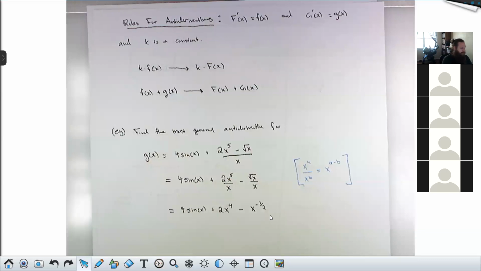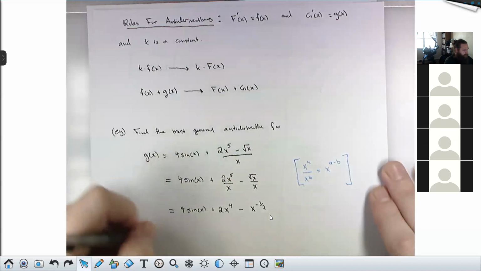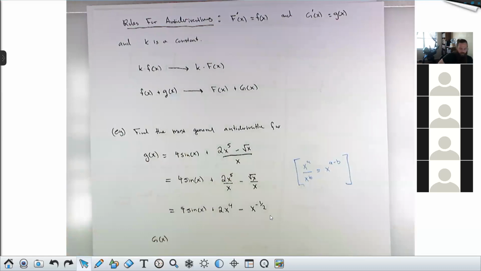So now I'm ready to find my antiderivative, capital G. Capital G is the antiderivative for little g, which should be the antiderivative of this thing. So to each of these little pieces, I will apply the rule from the table. The constant multiples are allowed to come along for the ride. So we don't have to worry about the 4. The 4 is just coming along for the ride. We don't have to worry about the 2. The 2 is just coming along for the ride.